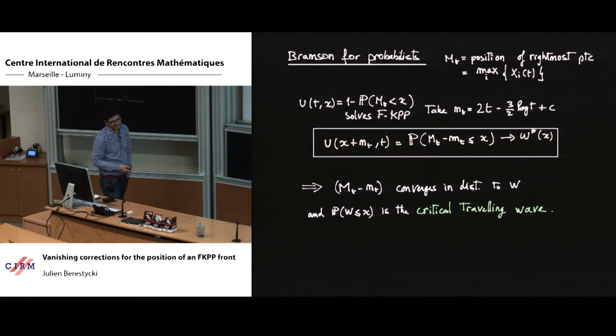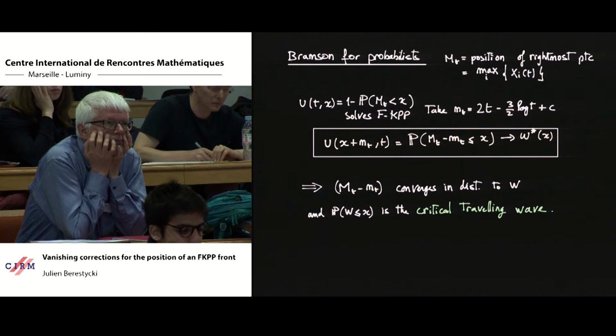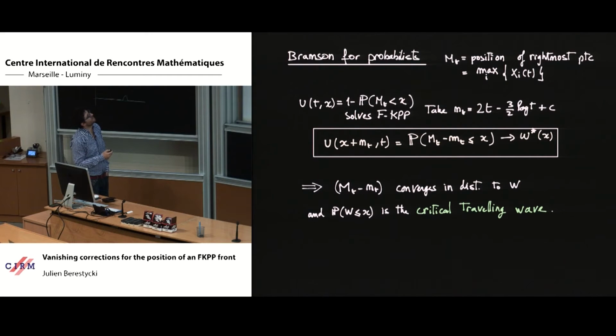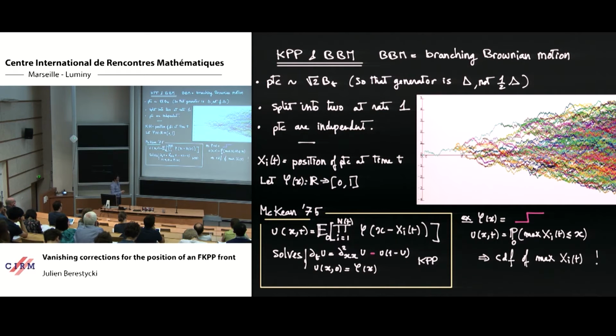So now that you realize this, what does Bramson tell you? Well, let me call M_t this maximal position. This is the rightmost particle, or the maximal one. I've just told you that u(x,t), let me take 1 minus the CDF, it doesn't change much, solves the FKPP equation. And what is the initial condition? According to what I said, it is my Heaviside initial condition, because the initial condition is phi, or 1 minus phi in this case.